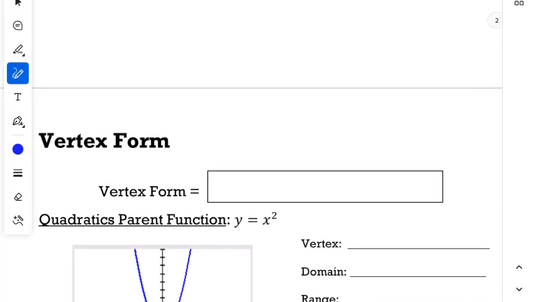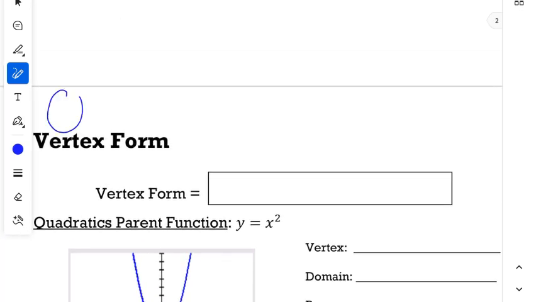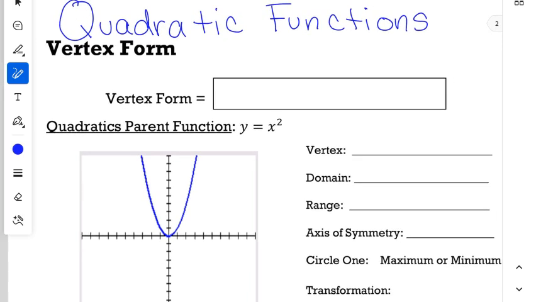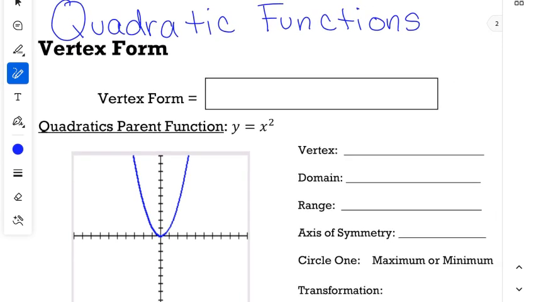So we are talking about the quadratic function. So go ahead and write quadratic. So remember how we did the parent function for quadratic? What was the shape called? Do y'all remember? Parabola. It's the U shape.